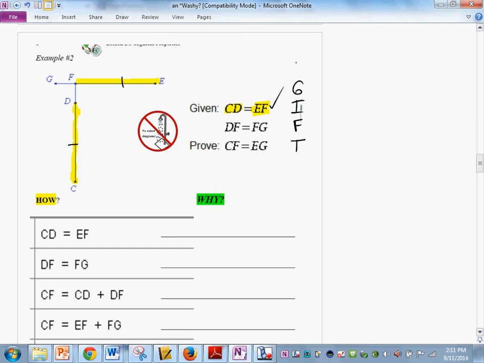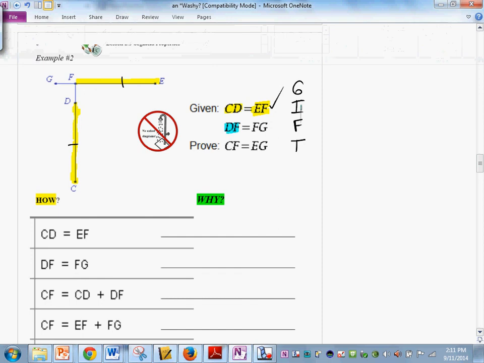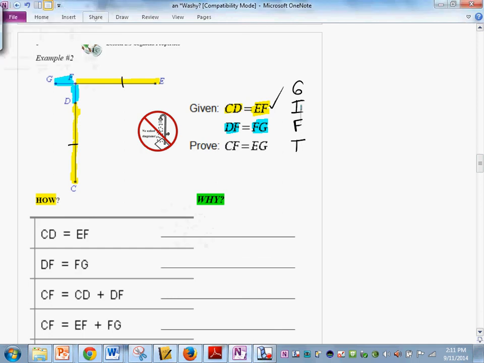All right, what else are we given? We are given the fact that DF and FG are equal. So DF and FG are equal. That's our second set, so that's a double hatch. Check, I took care of that.